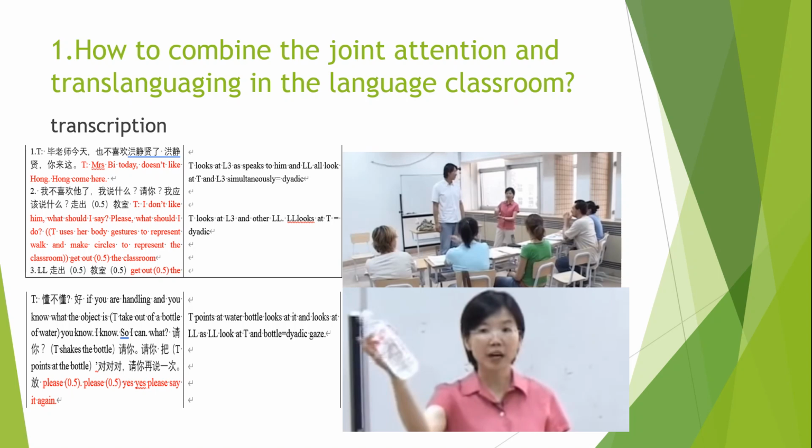Besides, she will use a lot of movement to represent things. For example, she will shake bottles or shake her hands to represent the classroom. So we can see in the first question, the teacher is using translanguaging all the time, and joint attention happens during the whole class.